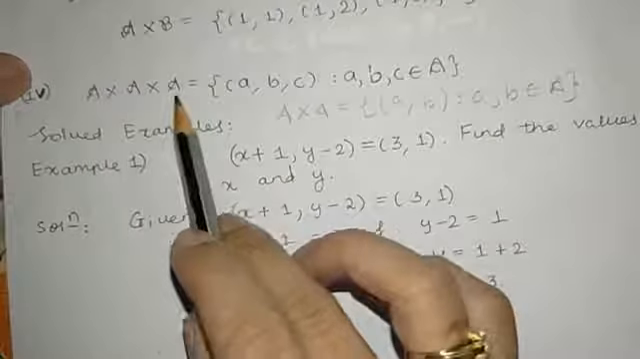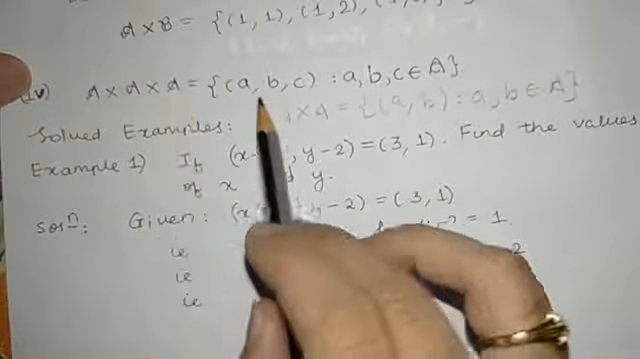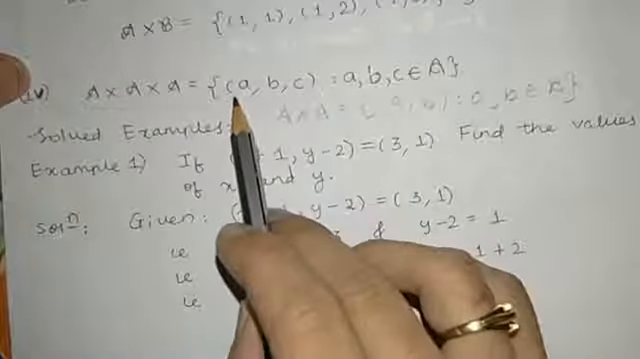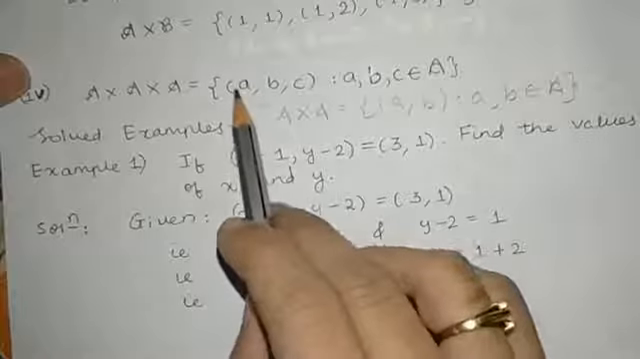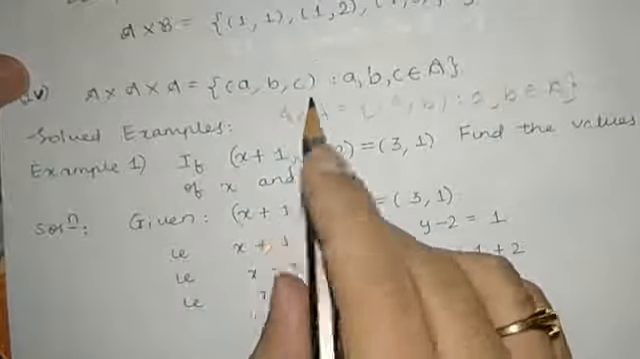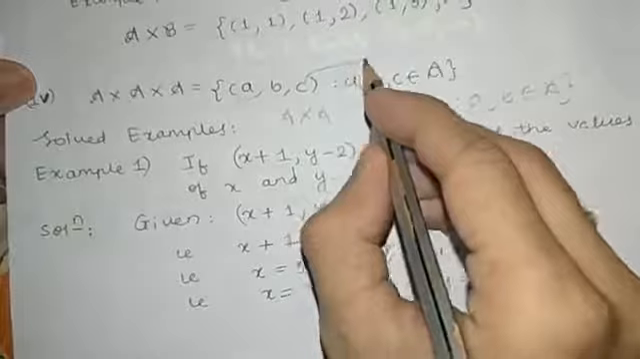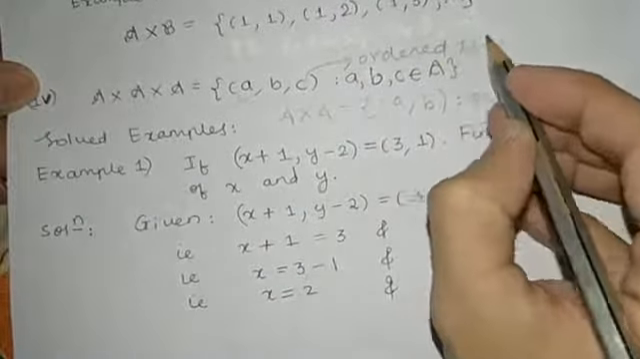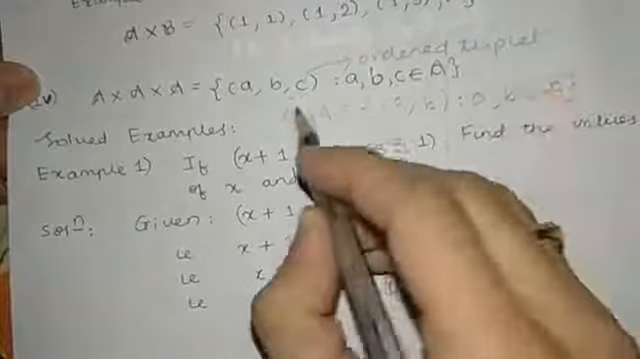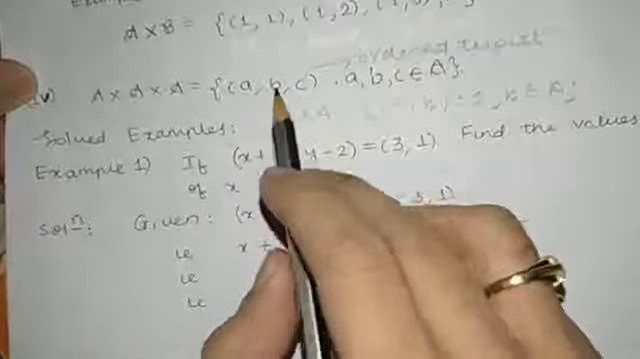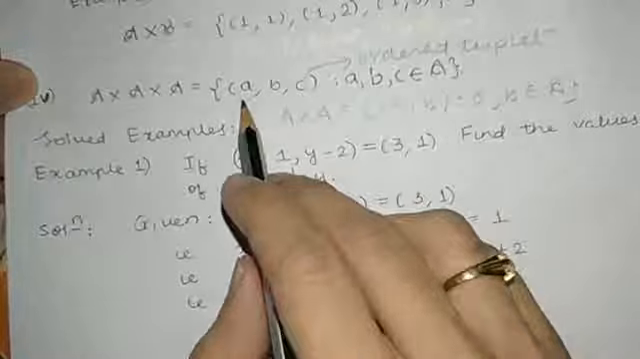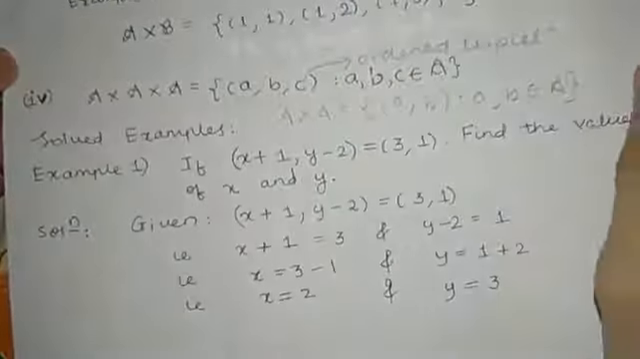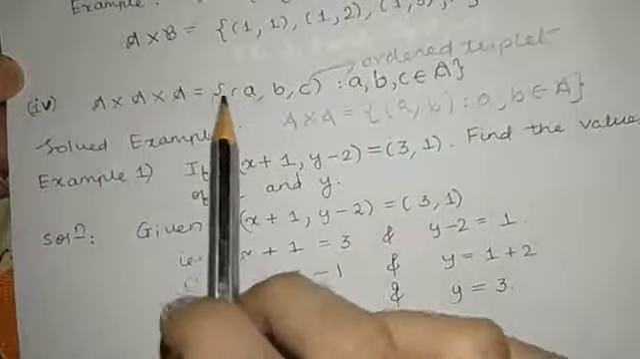Here there are three sets, so it won't be an ordered pair now, it will be an ordered triplet. This is called the ordered triplet because there are three elements in this, and all these three elements are from the set A. So A cross A cross A will be this.